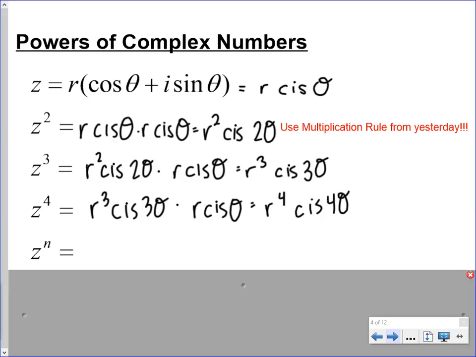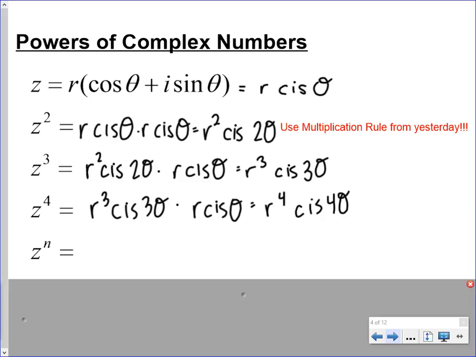Cool. So could you please write the rule for z sub n? Or sorry, z to the n. What would the rule be for z to the n? Share really quickly with your table groups. What did you write? What does it look like?